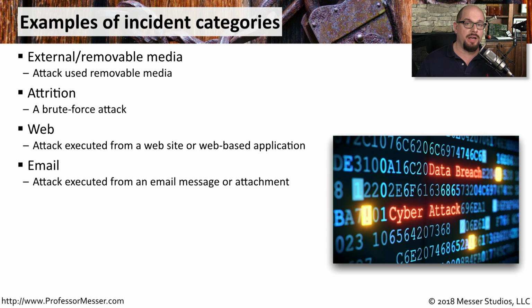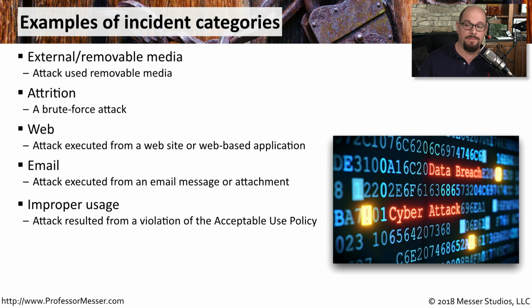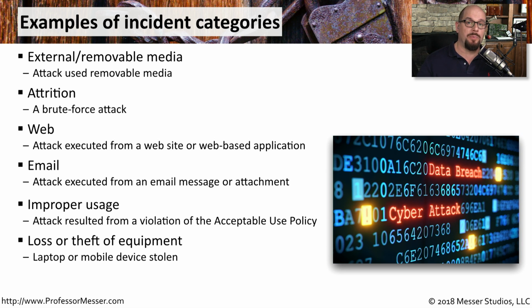Email is another very common way to attack, and it's common to create a category of attacks based around how people might attack an email system. If we have users inside of our organization that are not following the acceptable use policy, then we may want to categorize those types of incidents as ones of improper usage. We also have incidents that occur when people lose critical pieces of hardware, and if a laptop or a mobile device is stolen, we may need to categorize that as the loss or theft of equipment. And of course, create whatever categories make sense for the type of tracking and analysis that you need to provide in your organization.